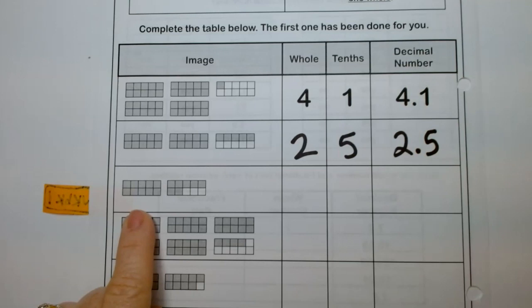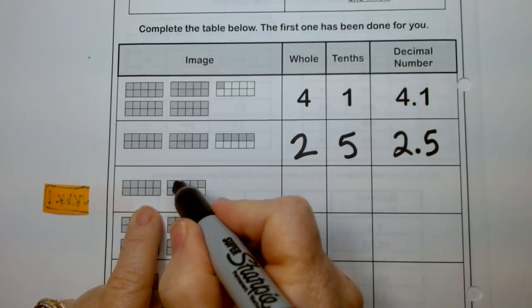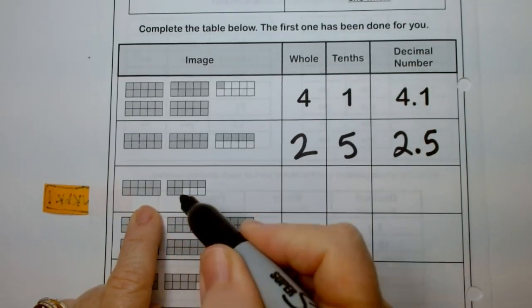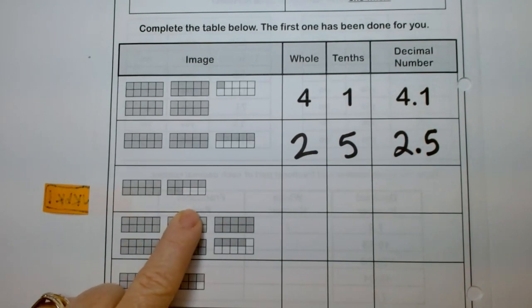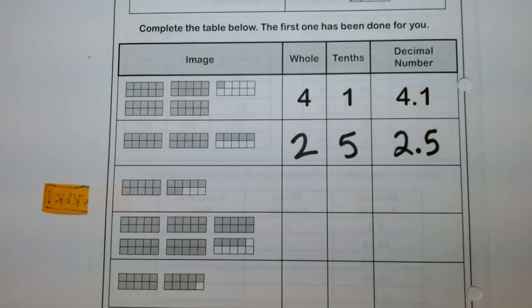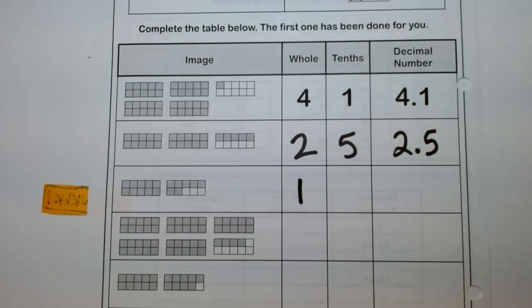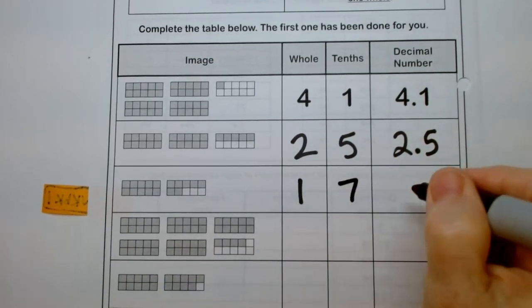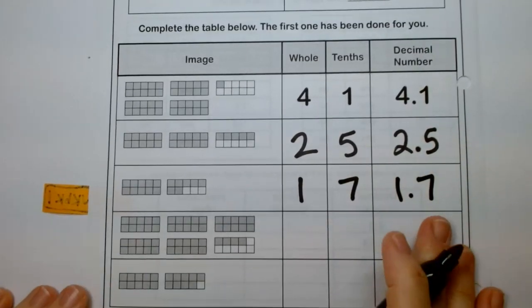Okay, how about this one? Can you write this one? This has 1, 2, 3, 4, 5 on the top and 2 on the bottom shaded. So what would this one be? Can you just tell me out loud? The whole would be 1. Good. What about the bottom, or the second one? Yeah, that's a 1.7.